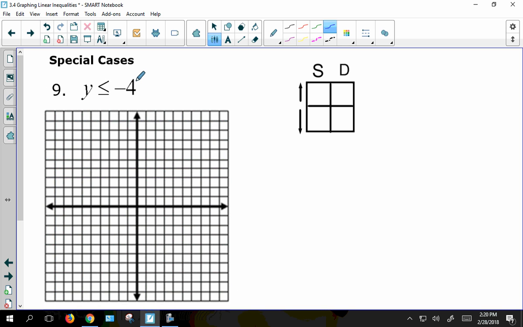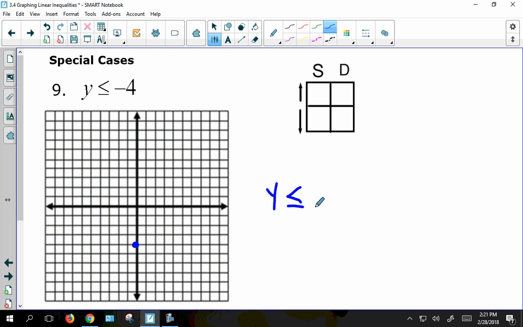Okay, now, do you see an x in number 9? No. What does that mean? What kind of line is it? Horizontal, very good. So I go to negative 4, 1, 2, 3, 4. I put a dot. There's no x. This is not the slope. This is your y-intercept.